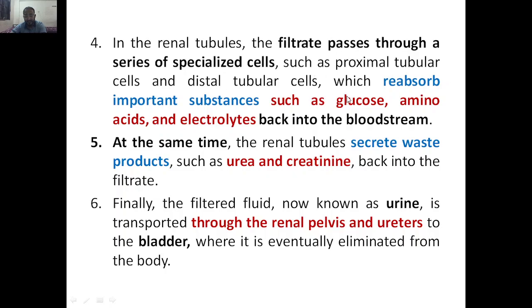The filtrate passes through a series of specialized cells such as proximal tubular cells and distal tubular cells, which reabsorb important substances such as glucose, amino acids, and electrolytes back into the bloodstream. In the previous class, if you have listened properly, everything is explained there. The same thing happens here, nothing else.